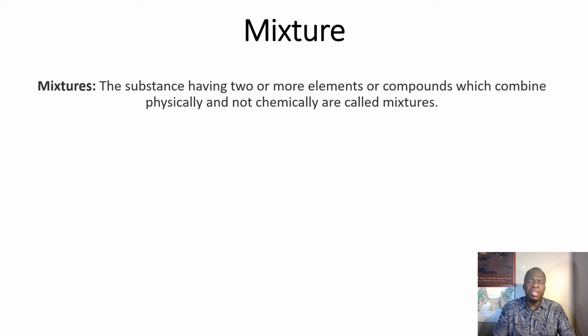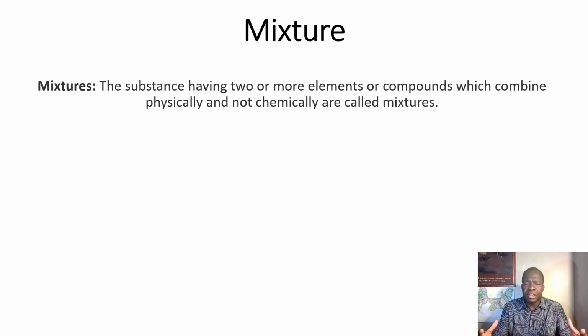A mixture can be homogeneous or heterogeneous. Homogeneous is when the two compounds mixed together are completely mixed out and you cannot tell the difference. When you look at the mixture, you cannot tell that it is actually two compounds that are put together.